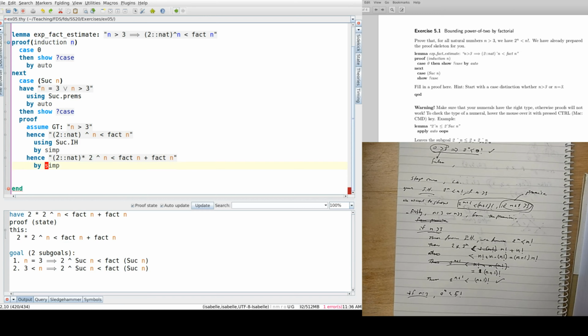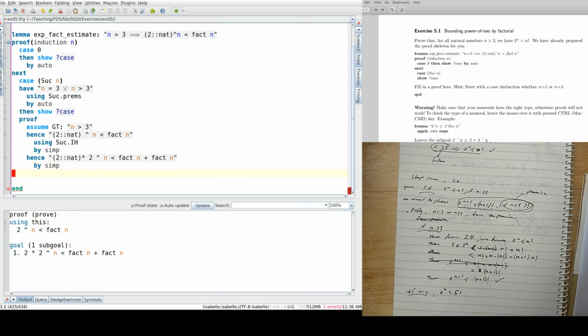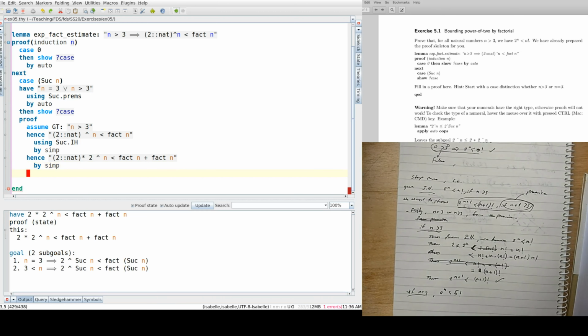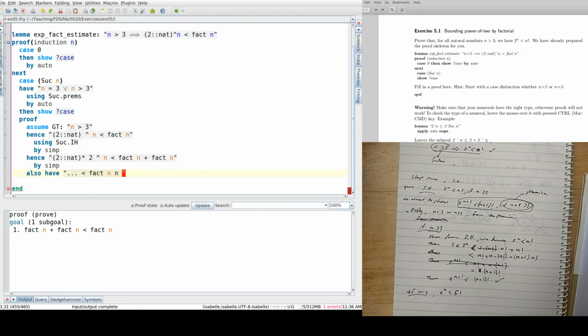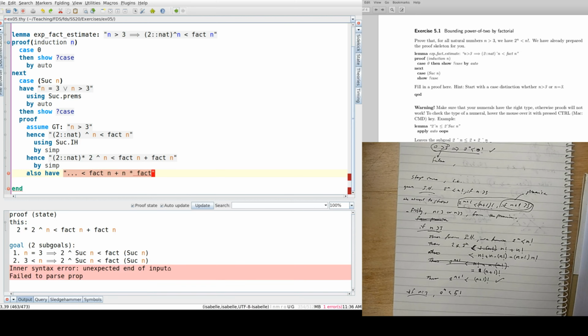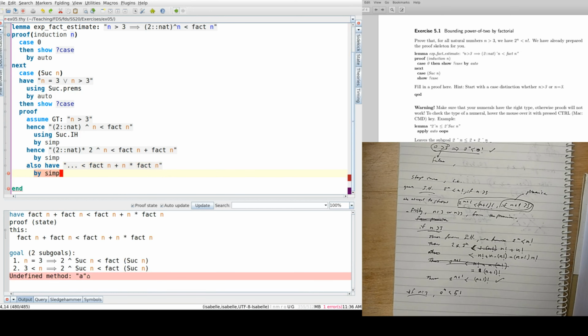So now the next thing is to show that this step. Okay, so I will use the chain of equations reasoning to do that. So I would say also have fact n plus n. Okay, let's do some step here. So C by sim happens.